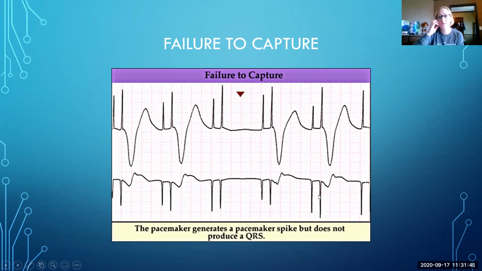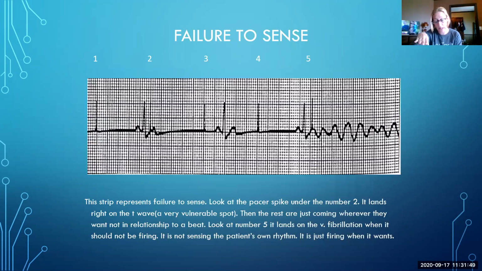And then you have failure to sense. So failure to sense could be the most potentially life-threatening because it's doing what it wants to do without sensing the patient's intrinsic rhythm. So sensitivity is kind of like a fence. The higher the sensitivity, the higher that fence is going. So if that sensitivity is too high, then the pacemaker can't see over that fence. It can't see what the patient's actual rhythm is doing.